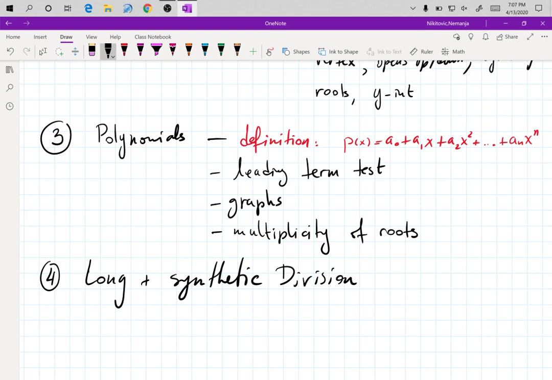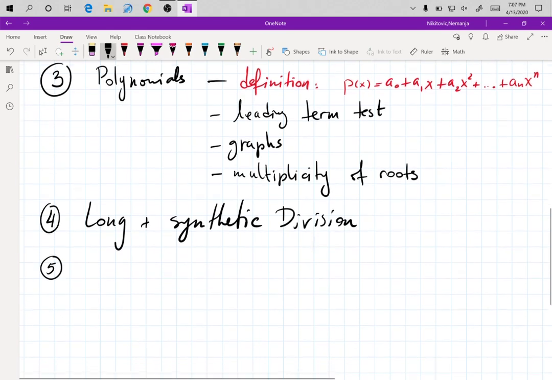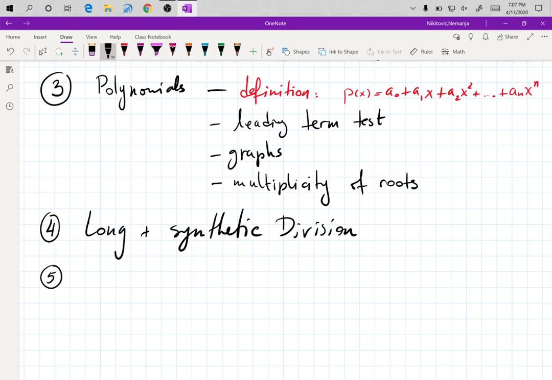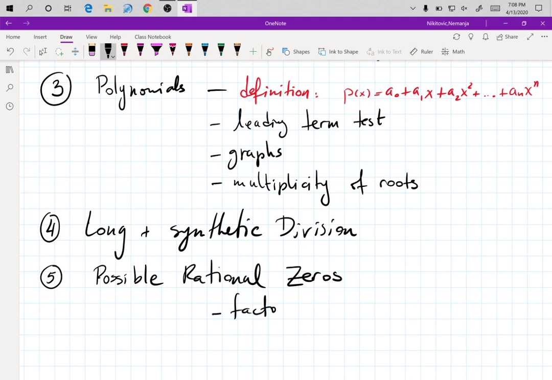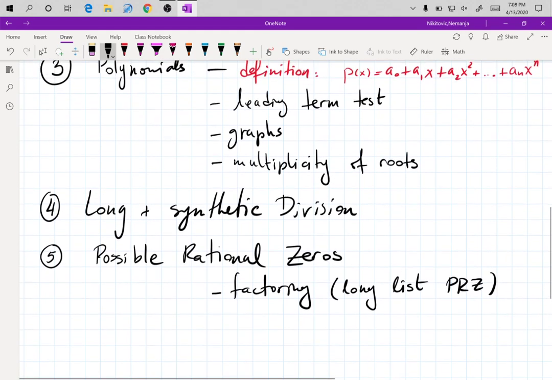And number 5 is the one that, now 5 and 6 are the ones that make a lot of noise. Number 5 is the PRZ, right? The possible rational zeros. So this is where you do the long list and you keep checking, and this is one where you do factoring. I just put long list PRZ. You know what that means. If you watch the lecture, you know what it means if you were there, right?